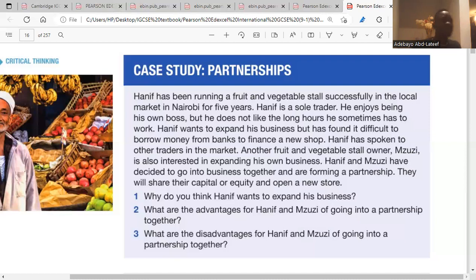They share the burden. They share the losses together. It's an advantage. Yes. Because before now, it was only Hanif. So that means Hanif had to take all these losses. But now there's Nzuzi. So they have to share the losses, which is an advantage. So what are the problems they would face being partners?